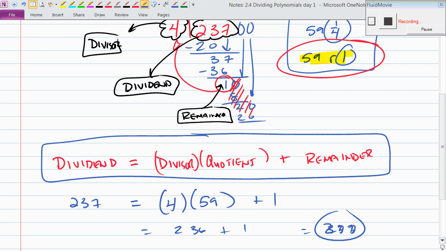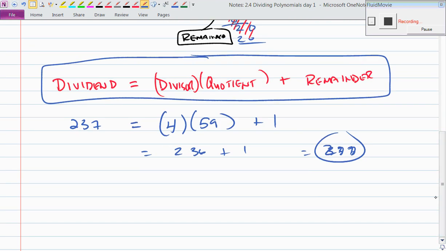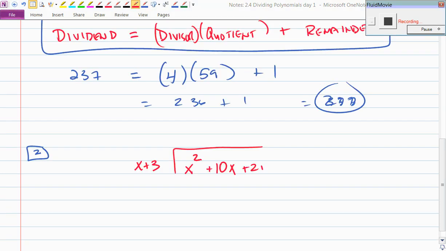And it turns out that division of integers works exactly just like the division of polynomials. Or I should say the division of polynomials works exactly like the division of integers. So we're going to use this same process to figure out how to long divide. All right, so we're going to now apply what we did to polynomials here.